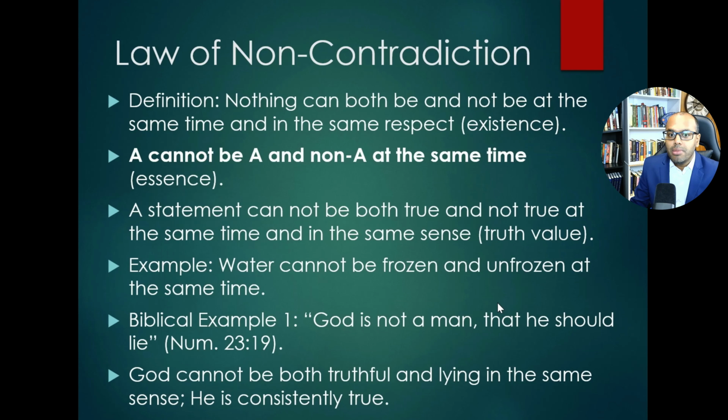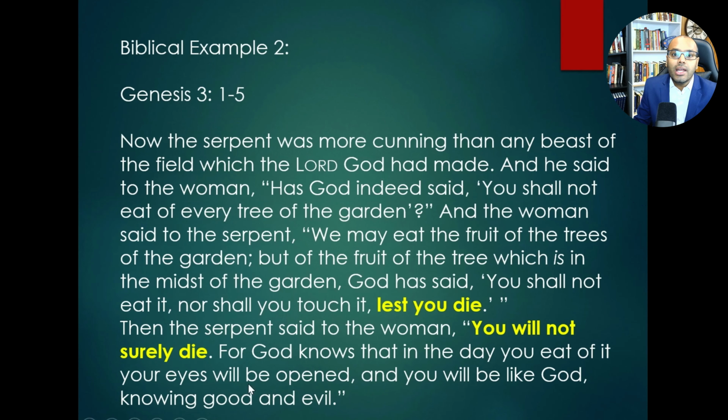If you want to see a biblical example, Numbers chapter 23, verse 19 says, God is not a man that he should lie. So God cannot be both truthful and lying in the same sense. So he is consistently true. Let's look at another example from Genesis chapter 3, verses 1 to 5.